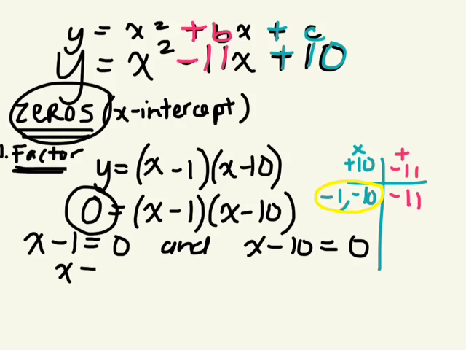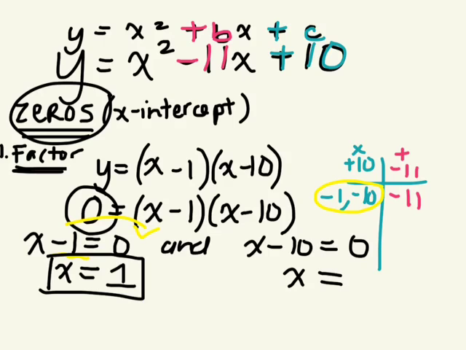What does x become? If x take away 1 is equal to 0, well, if we bring this to the other side, what does it become? x equals, bring it to the other side. It's going to be positive 1. So when y is 0, x is 1. And when y is 0, x is also, what happens here? Bring it to the other side. It's going to become positive 10. Excellent.